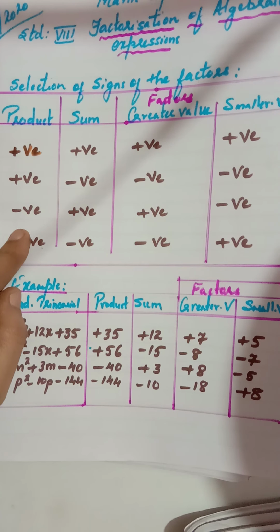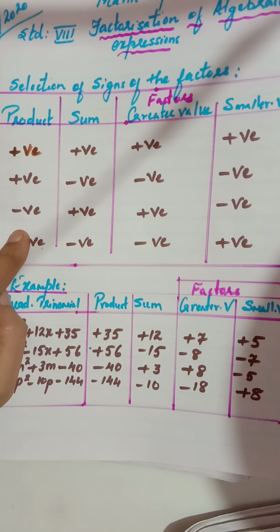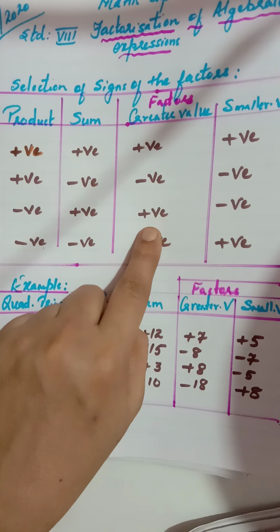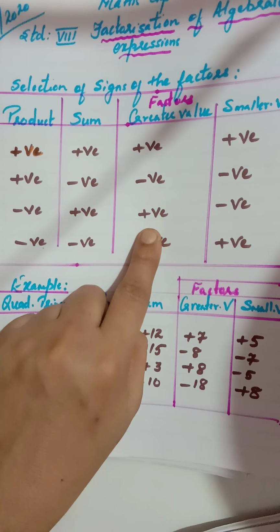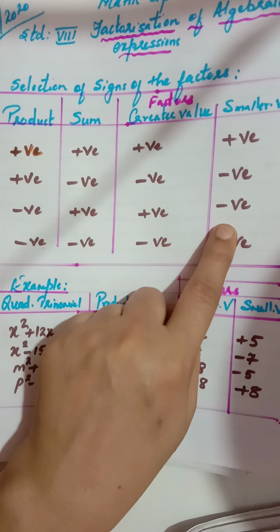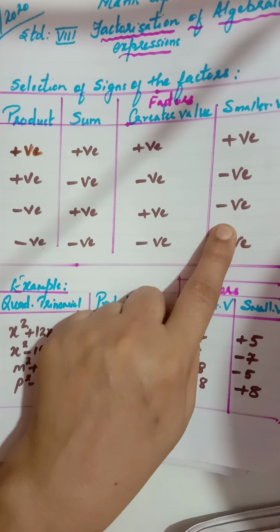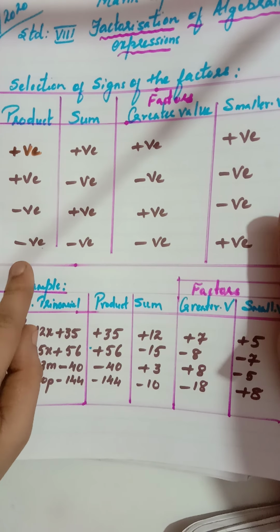Now the third case is when your product is negative and your sum is positive. In that case your greater value will be positive and the smaller value will be negative. And the last case is, if your product is negative and your sum is also negative, then your greater value will be negative and the smaller value will be positive.